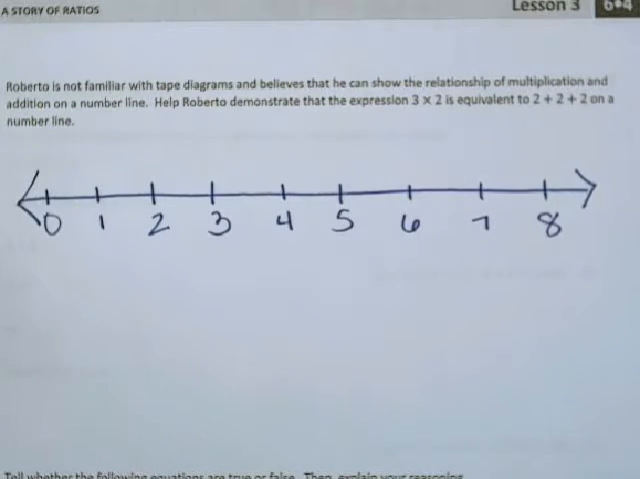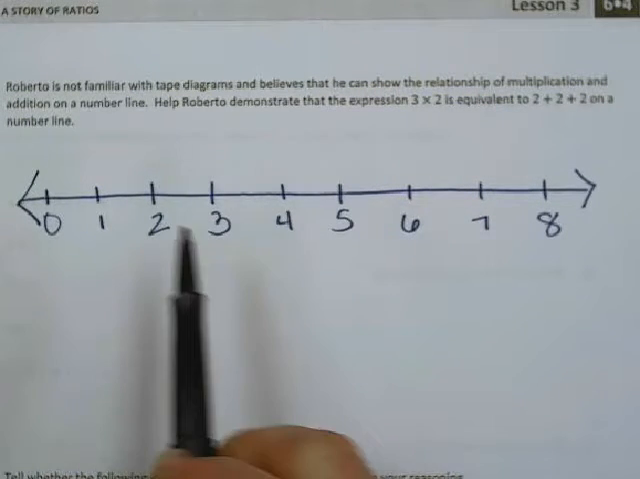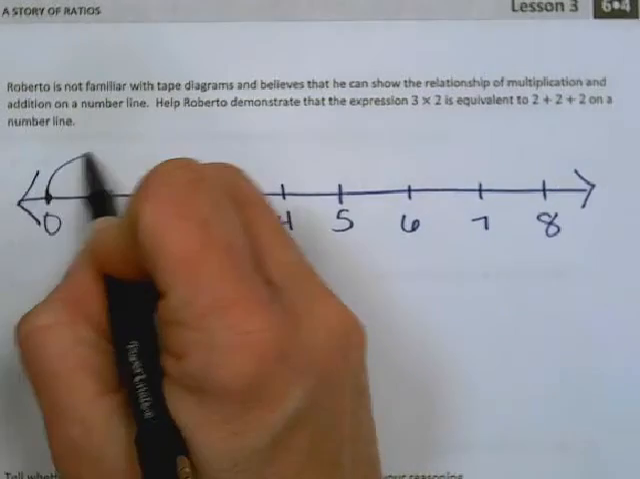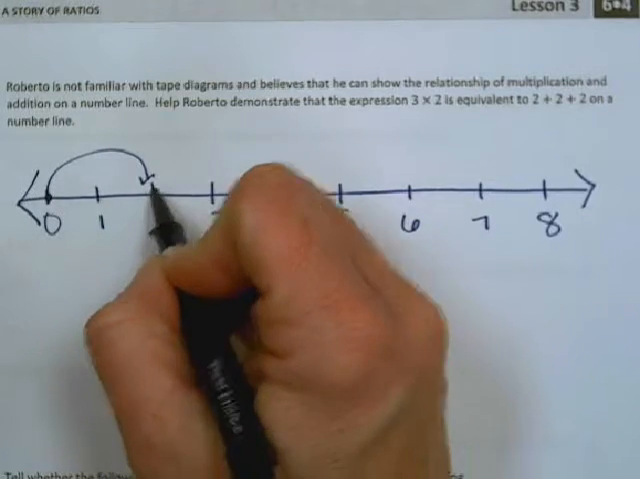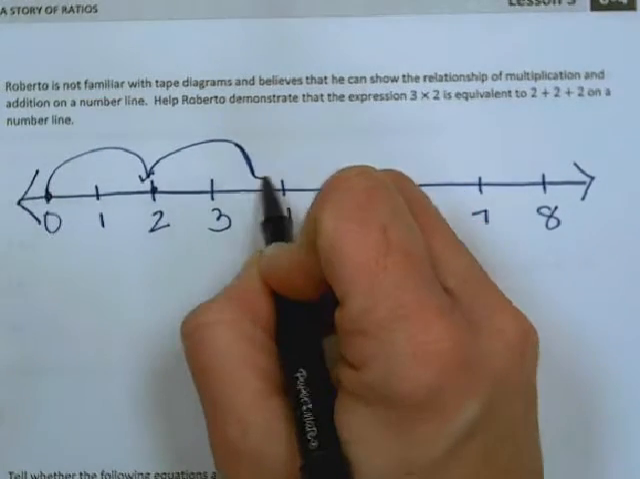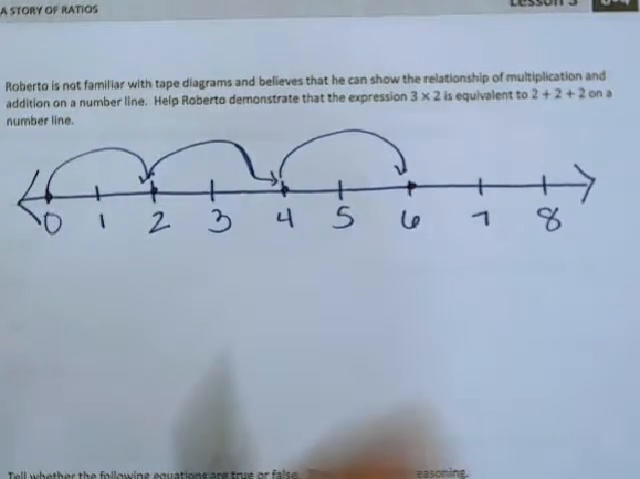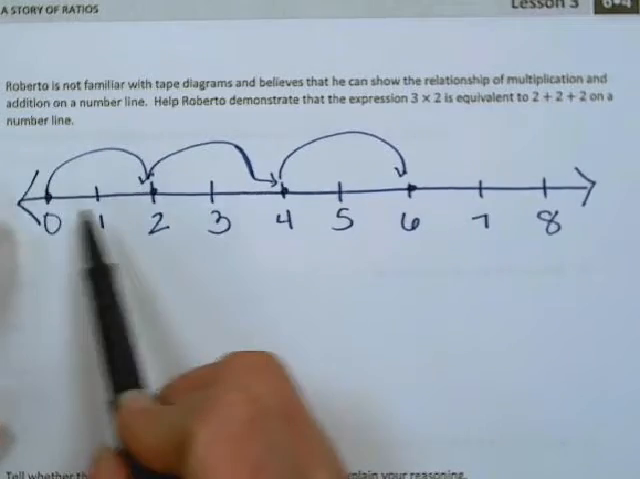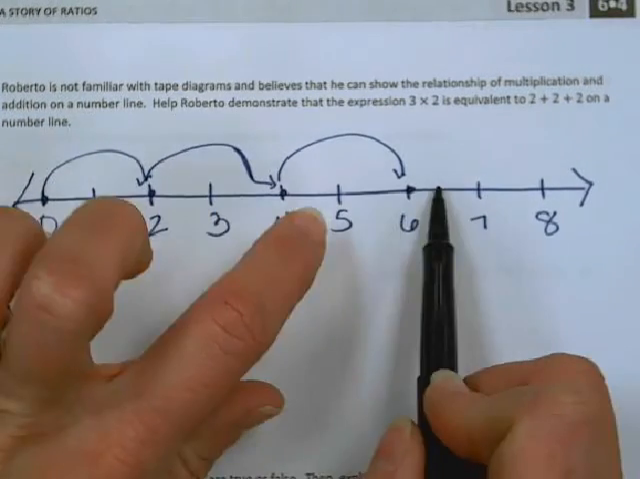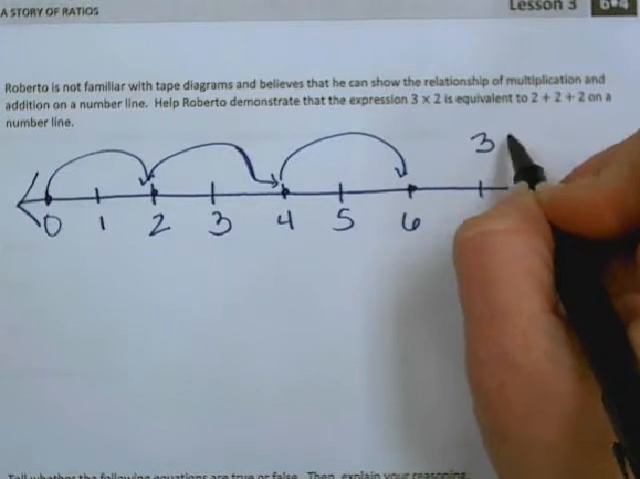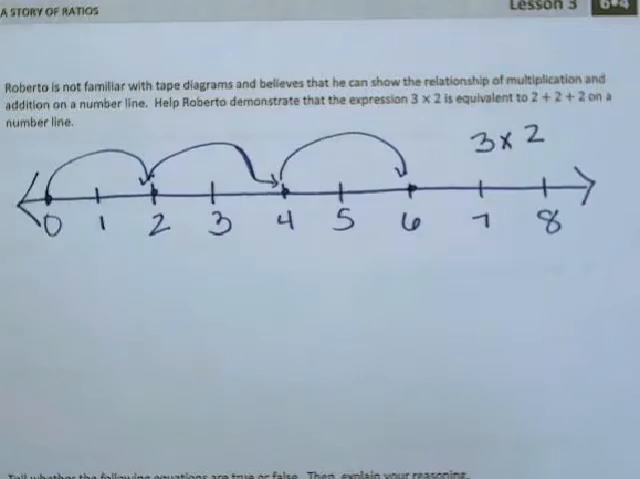So if we want to show 2 plus 2 plus 2 on a number line, or if we want to show 3 groups of 2, we can start at 0, and we say here's one group of 2. That's our first one. Here's another group of 2 that would get us to 4, and then another group of 2 that would get us to 6. So that might show our 3 groups of 2. We have 1 group, 2 groups, 3 groups. Okay, so this would be our 3 times 2 number line, this first number line.